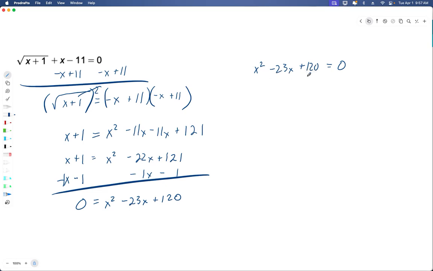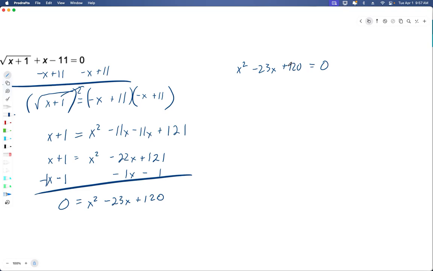So what I need to do is look at the factors of 120 that would give me positive 120, that would give me a negative 23. So let's see if we can do that. Let's see. The factors of 120 that when added together give me a negative 23. That's what I'm looking for.